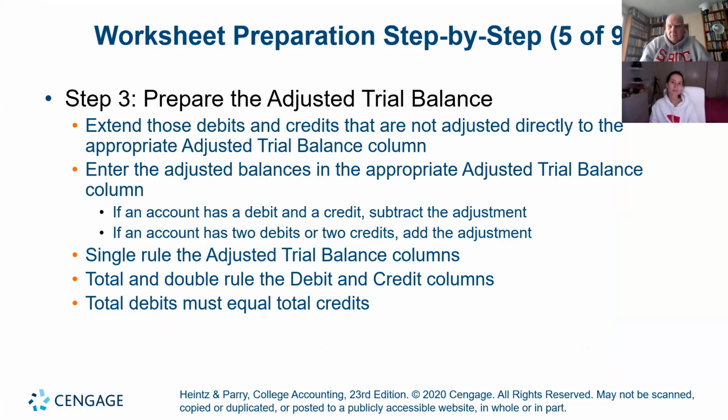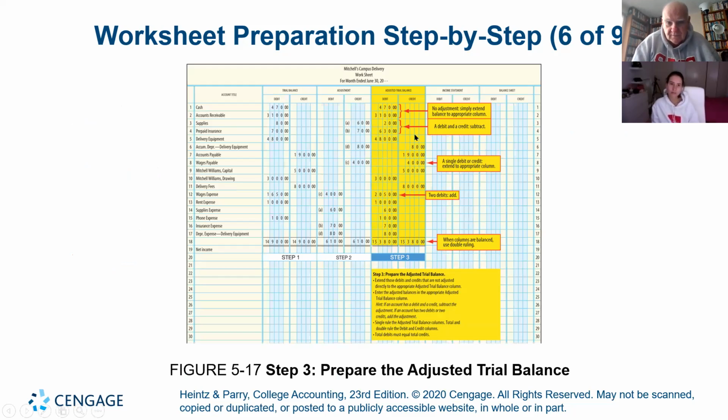Okay, now we're ready to do the adjusted trial balance. And basically, we're just going to add the first two columns to the second two columns. Debiting and crediting is necessary. So let's see if they show us. Look at that, huh? That's beautiful.